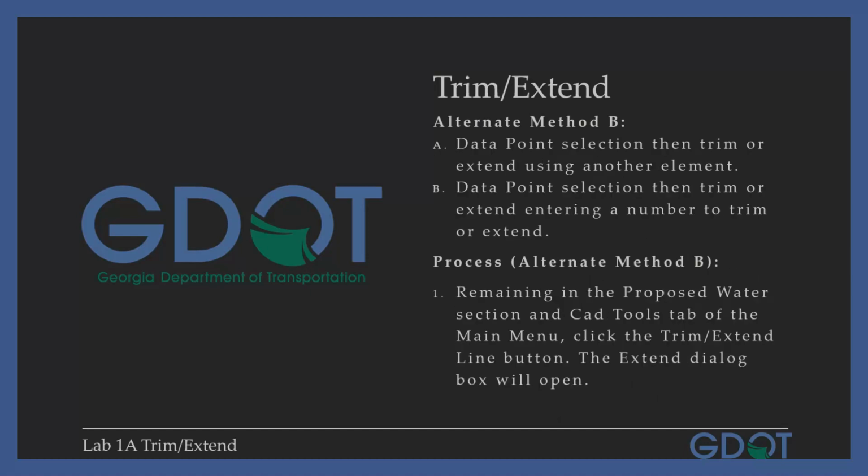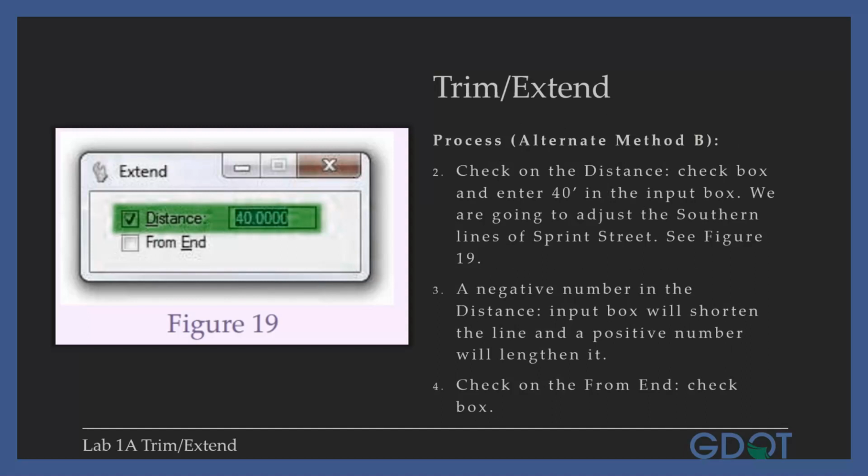Alternate B. Remaining in the proposed water section and CAD Tools tab of the main menu, click the Trim Extend Line button, and the Extend dialog will appear. Check the distance checkbox and enter 40 feet in the input box. A negative number in the distance field will decrease the length of the line, and a positive number will increase the length of the line.